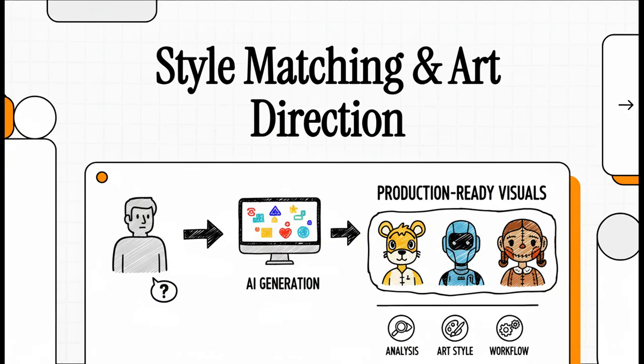So you've generated this fantastic character with AI, but it looks, well, a little generic, right? It just doesn't fit the specific visual world you're trying to build. This is probably the biggest hurdle for animation pros using AI. Today, we're going to bridge that exact gap, the one between default AI images and production-ready visuals that perfectly match your project's unique art direction.